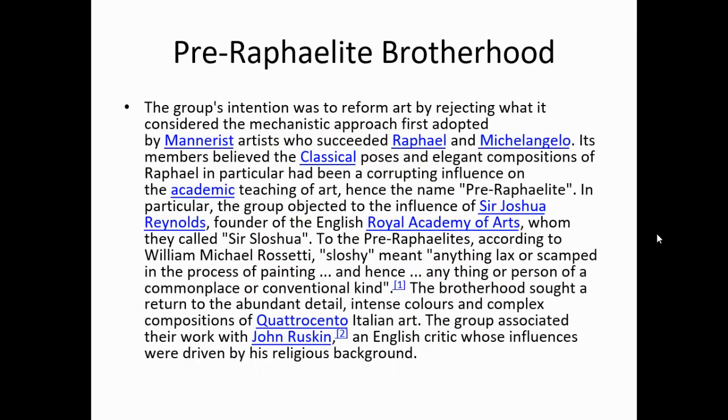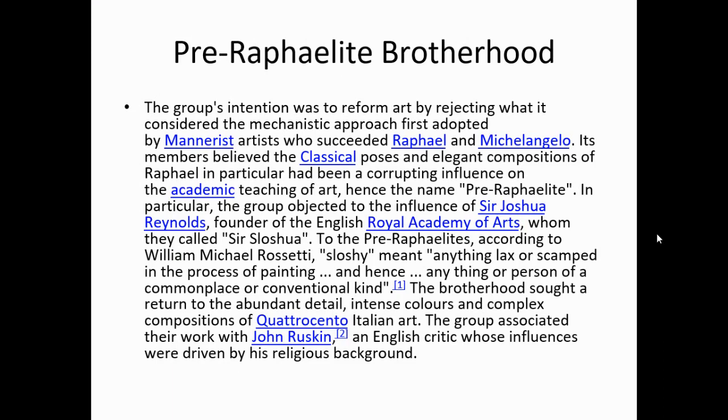Now, lastly, we have the Pre-Raphaelite Brotherhood. This brings us to number 60 on the list, and you can read it there. It is a group that in the 19th century wanted to reject the kind of mechanistic approach of the Mannerist artists who came after Raphael and Michelangelo. Remember, Raphael dabbled in mannerism with these elongated figures, as did El Greco. And Michelangelo, you can particularly see his Mannerist style with the Last Judgment on the wall in the Sistine Chapel.